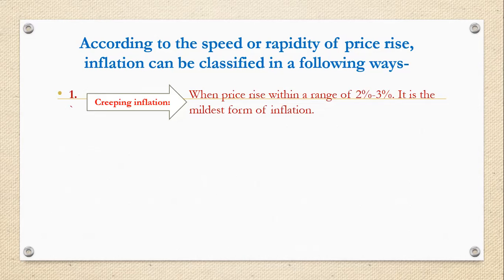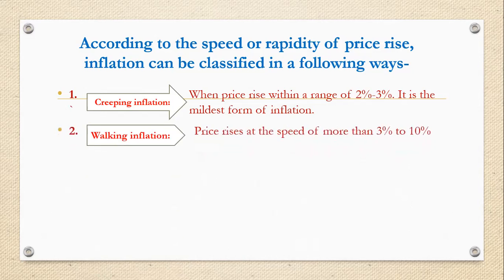Because a 2 to 3% increase in price can adjust consumers' purchasing capability. So consumers can adjust themselves to a 2 to 3% increase in price, and so investors also get encouragement to invest more, and so economic activity increases.